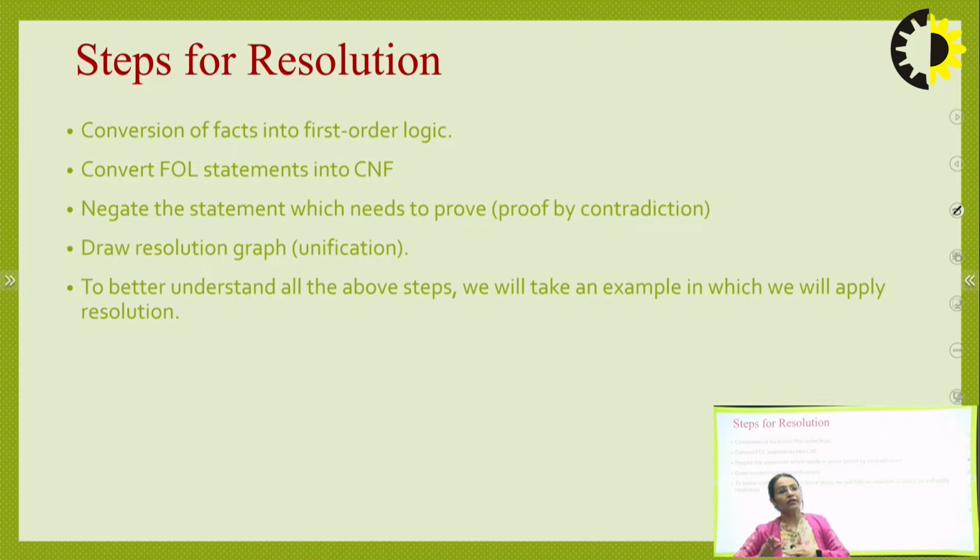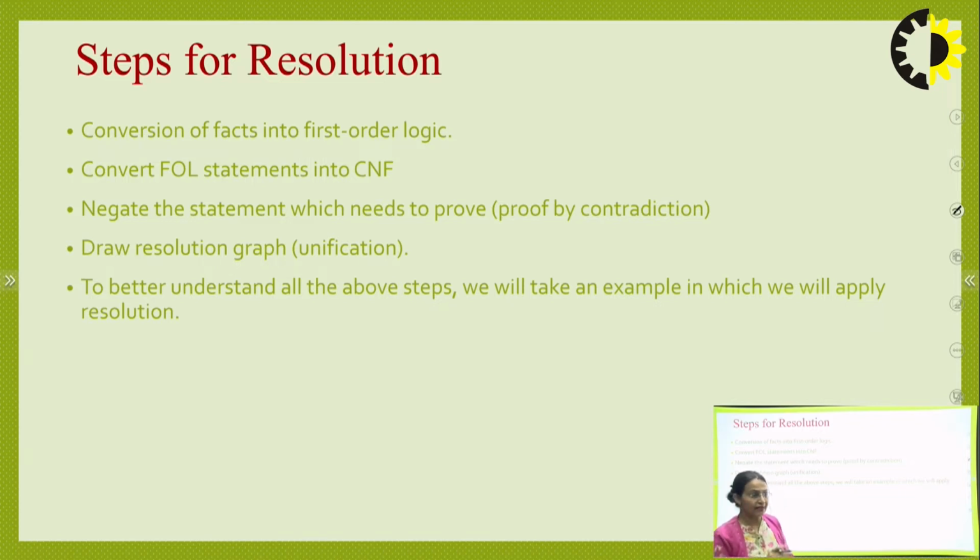Now I have to convert that statement into propositional logic. That propositional logic is known as the FOL form of that sentence. So the first step, which you have already understood, is to convert that simple sentence into some logic. Then the second step is to convert that FOL statement into CNF, and what CNF says, I'm going to explain. Then negate the statement that needs to be proved, as a proof by contradiction. Finally, draw the resolution graph. And to understand better, I'll take an example.